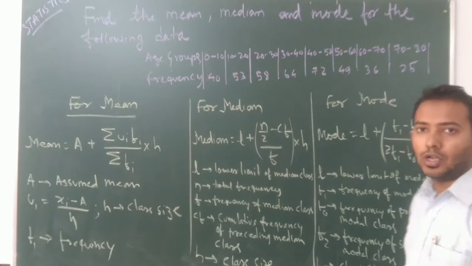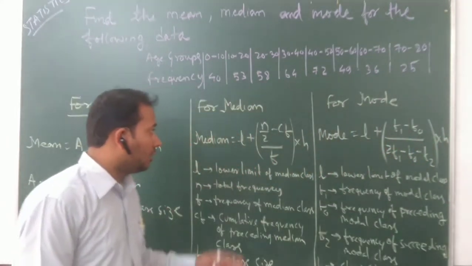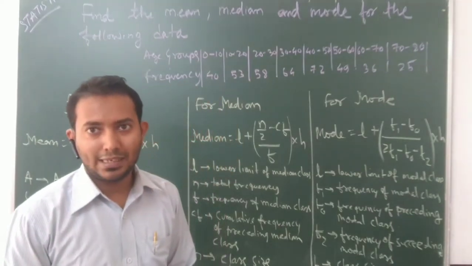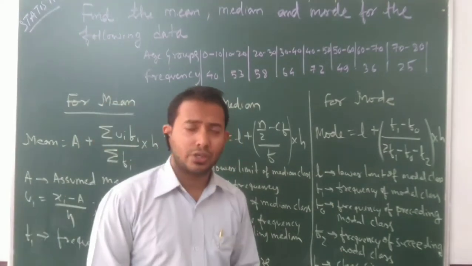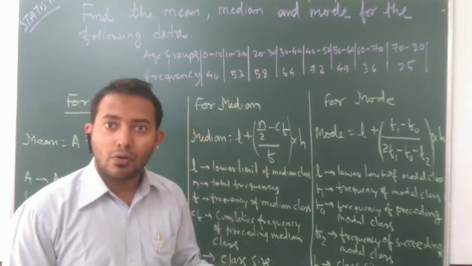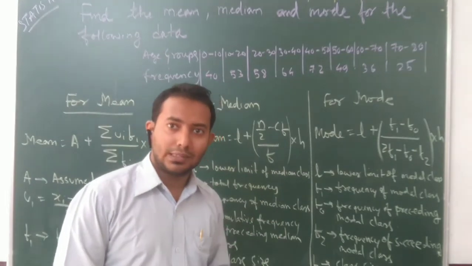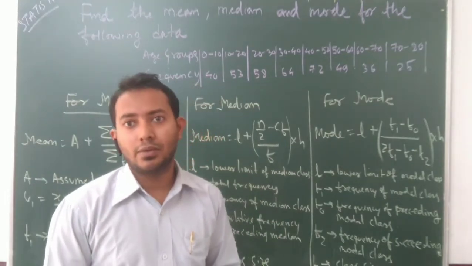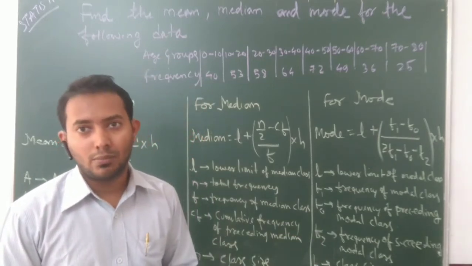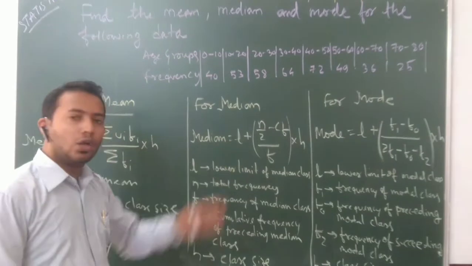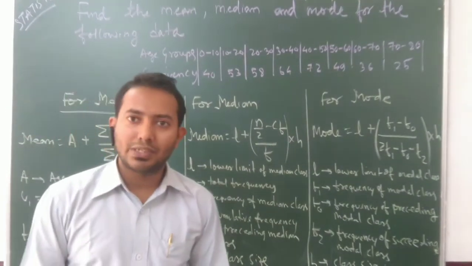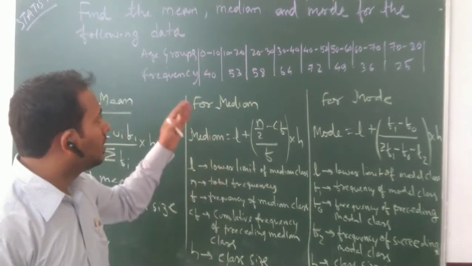For the mode, mode equals L plus f1 minus f0 by 2 f1 minus f0 minus f2 into h. So here, what is f1? The frequency of the modal class, f0 is the frequency of the preceding modal class, and f2 is the frequency of the succeeding modal class, and L is the lower limit of the modal class, and in the median formula also L is the lower limit of the median class. Now we will use these formulas and proceed to solve this numerical problem.